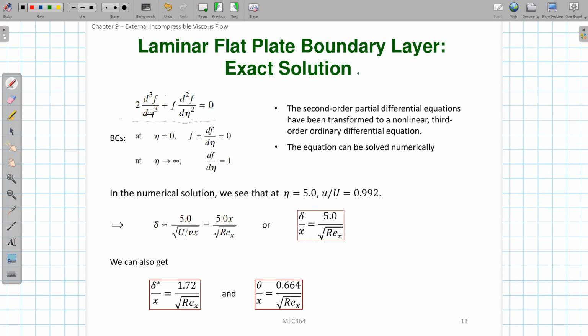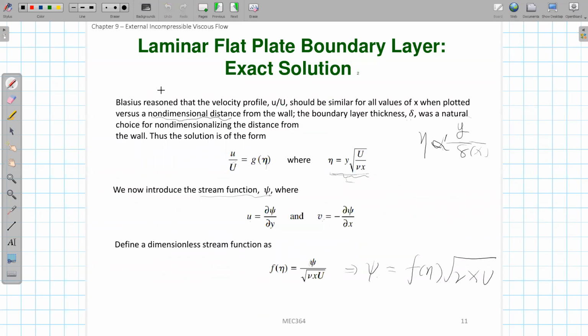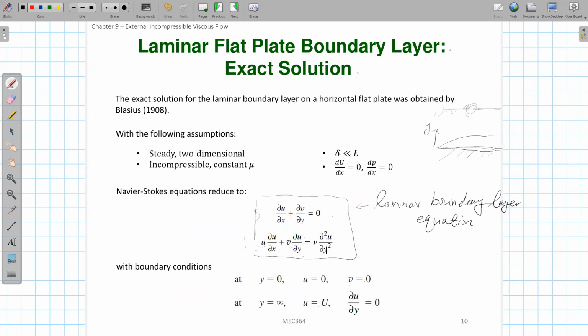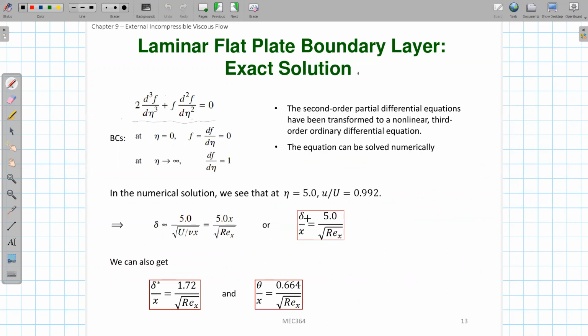It's only an ordinary differential equation because the only independent variable is eta. Before, the independent variables were x and y, right? But now the only independent variable is eta. We reduce the problem from 2D to 1D. In other words, after all this mathematical manipulation, we transform the two second order PDEs into a single third order ODE.